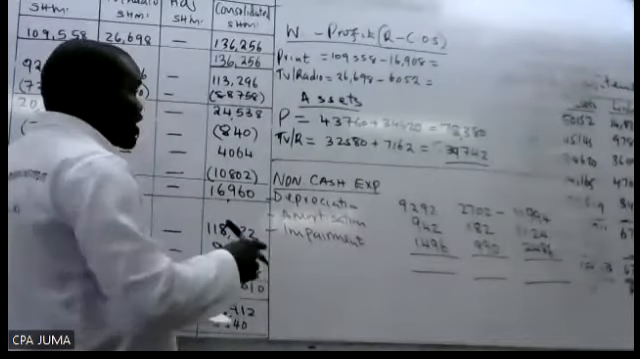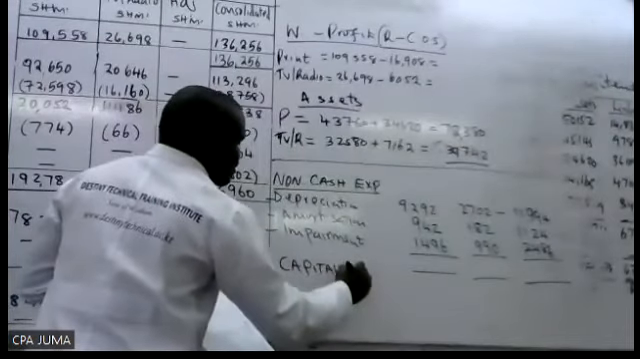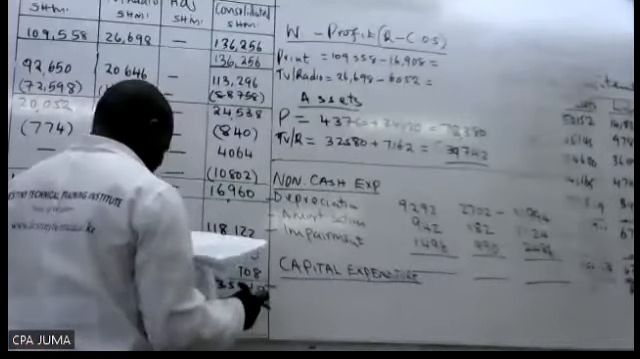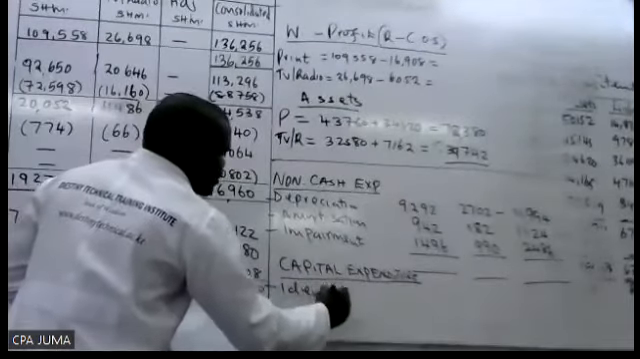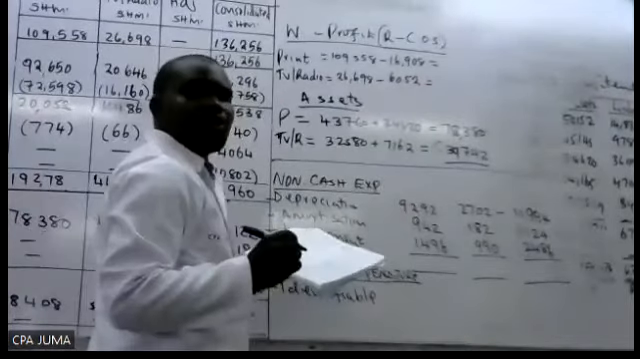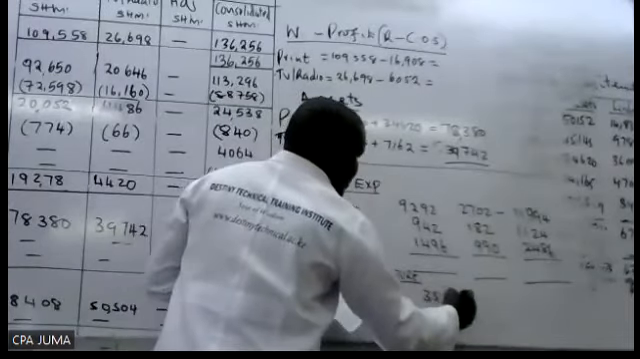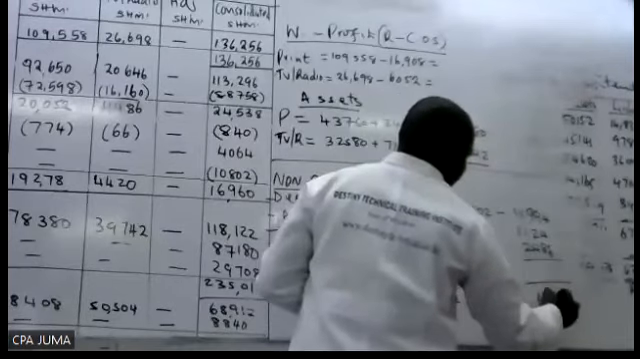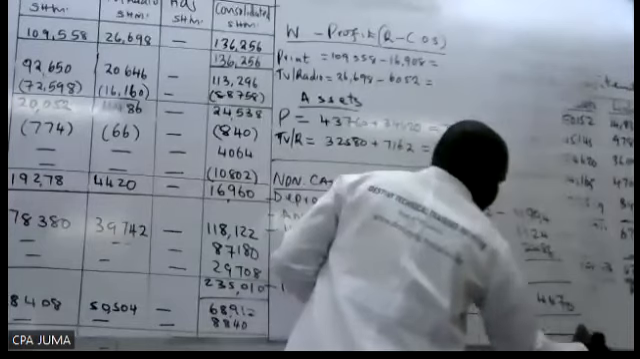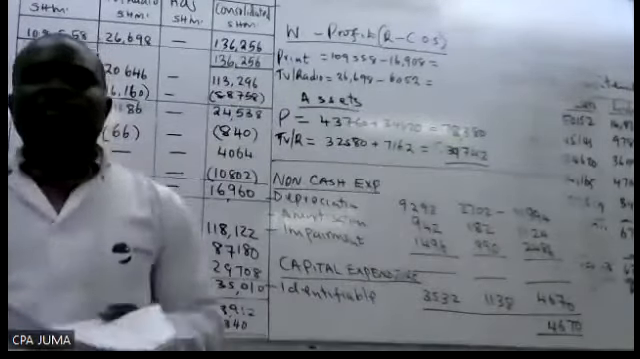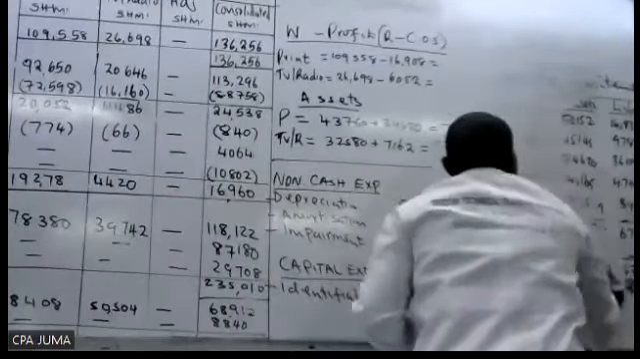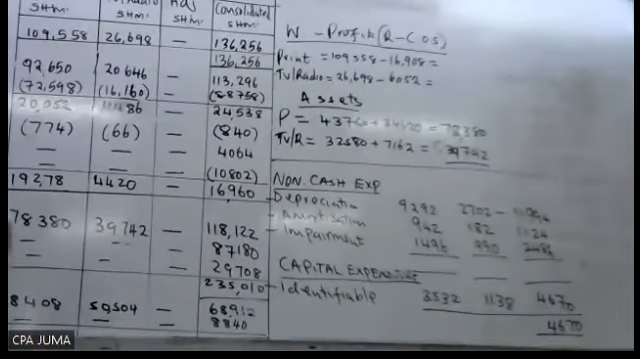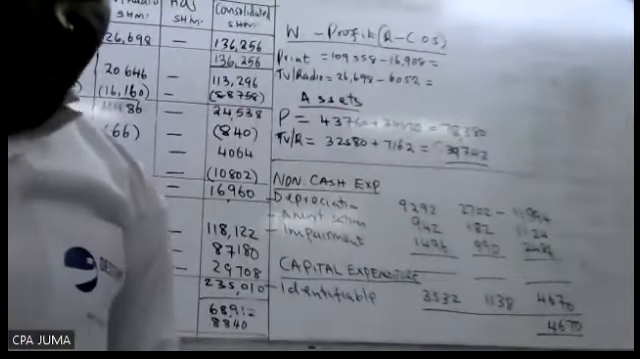Then there is one remaining. Capital works. Capital expenditure. That is the farthest you can go. Capital expenditure is not very common. So identifiable. Capital expenditure identifiable. We have 35.32. We have 11.38. Total. 36.70. 36.70. Those are the ones. It ends there. So just in case someone brings something like that in exam, you will be safe.